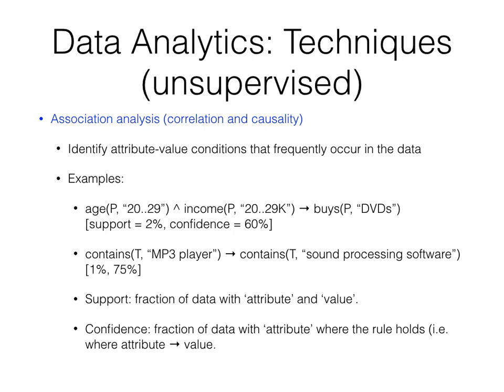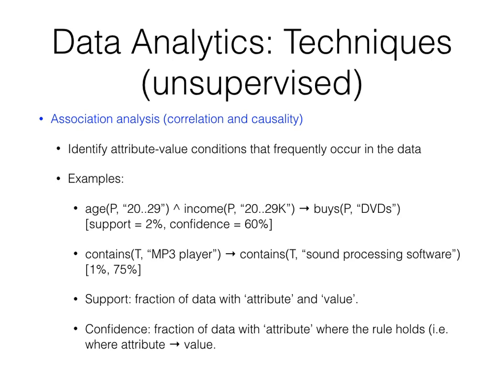So some examples, if a person's age is between 20 and 29 and their income is between 20 and 29k, then that person buys DVDs. So the first part before the arrow is an if, the second part is a then. It's like if-then rules. Another example, if the transaction contains an MP3 player, then the transaction is likely to contain sound processing software. So again, it's an if-then rule. You can see underneath there it talks about support and confidence.